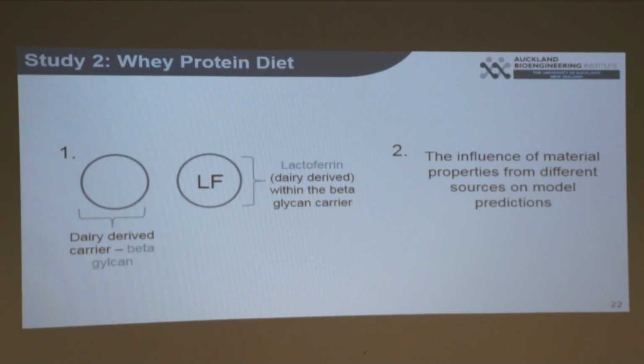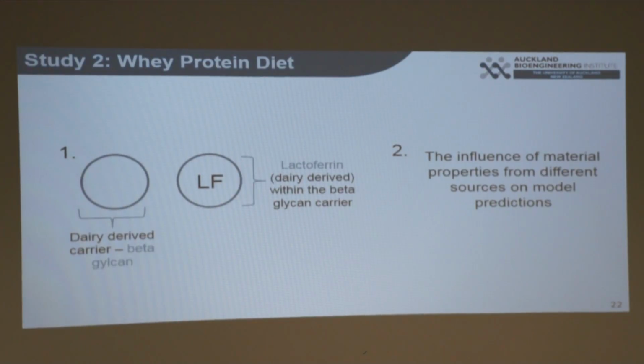Two things. The reason we looked at the whey protein is that at the moment I'm looking at the influence of an anabolic called lactoferrin. Now lactoferrin is dairy derived, and so is its carrier, beta-glycan. Now beta-glycan is the whey protein aspect of the study, and so before we went ahead with the actual anabolic, we wanted to look at whether or not the carrier was having any influence on the bone.